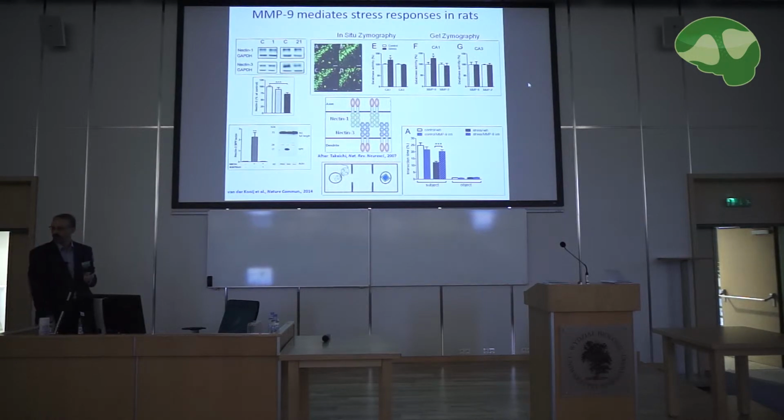The big rat, when stressed, when kept in these immobilized conditions, does not want to be so social anymore. So the stress impairs social function, which is a kind of mental function. And this impairment is prevented by an MMP9 inhibitor infused into the hippocampus. Okay?